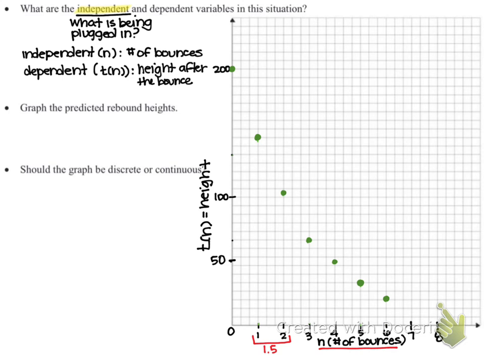I think we can all answer this and say, we don't want to connect the dots. This thing needs to be discrete. And the reason we say that is because n, just like before, cannot be a decimal or a fraction or negative. So same rules still apply as what we did previously with arithmetic sequences.